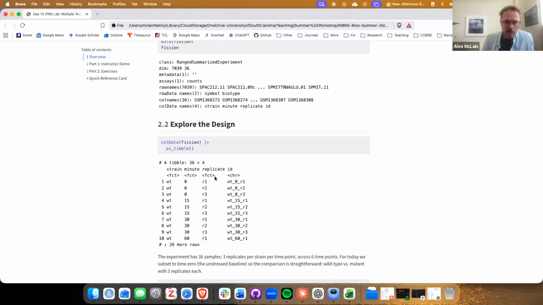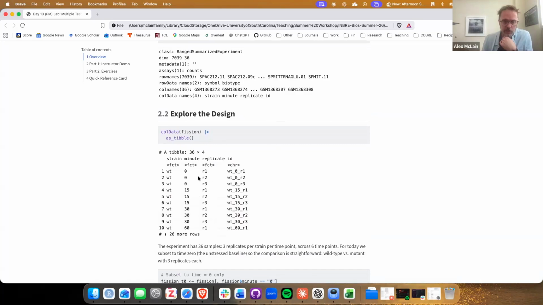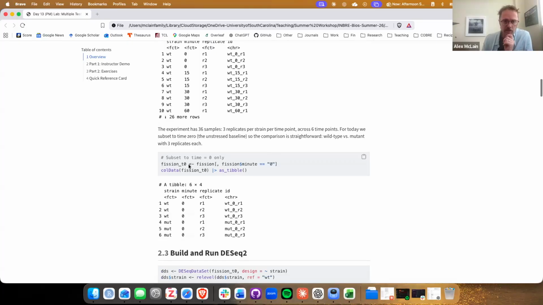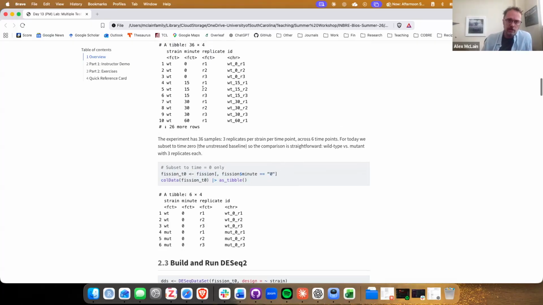This is the colData. So we have time 0. We have 3 replicates for the wild type strain. There are also 3 replicates for the other strain. They're just not shown here. So here we're going to subset this to only consider the t equals 0 time, so we don't have to worry about adjusting for time or anything like that, independent measurements and all that kind of stuff.